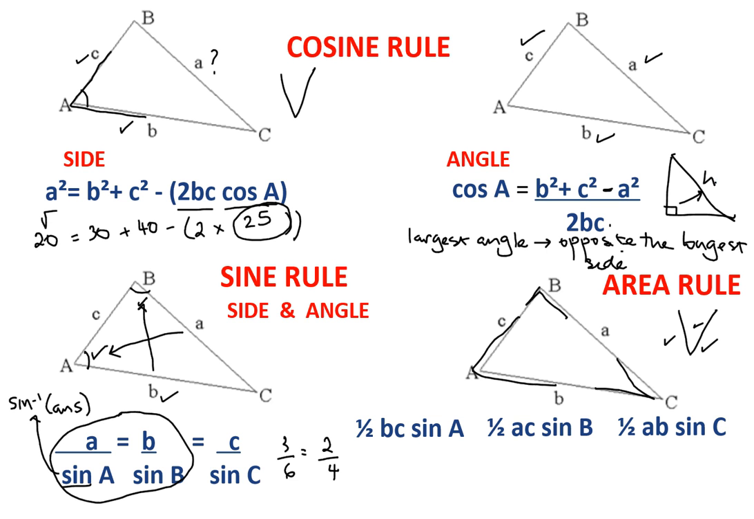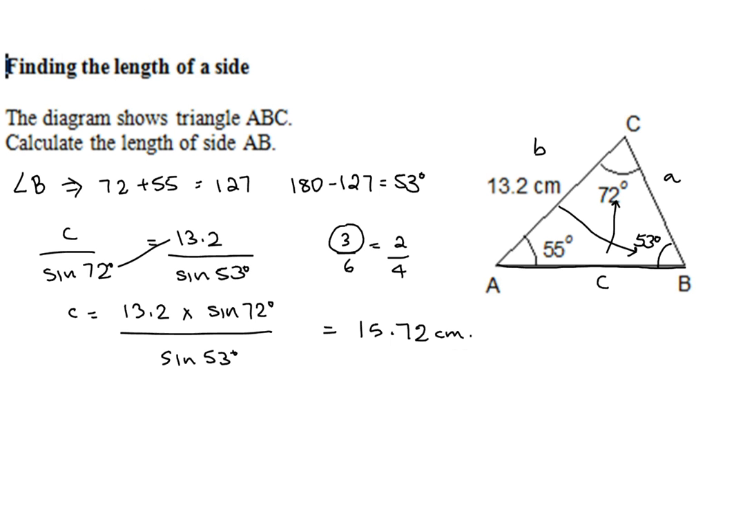So when you get that answer there, and you've got 15.72, which is that, then just check that it is bigger than the 13.2, because the angle 72 is bigger than 53 degrees. So it's just a nice check.